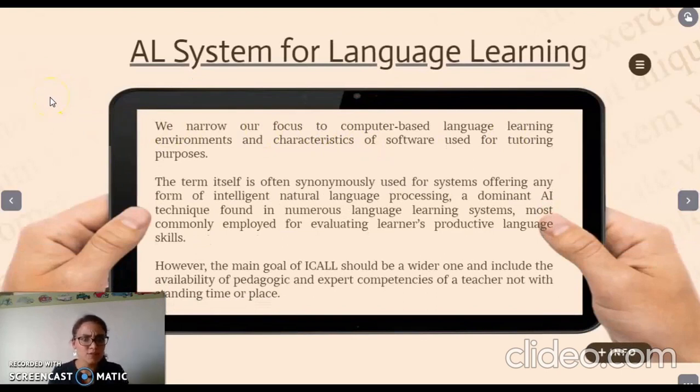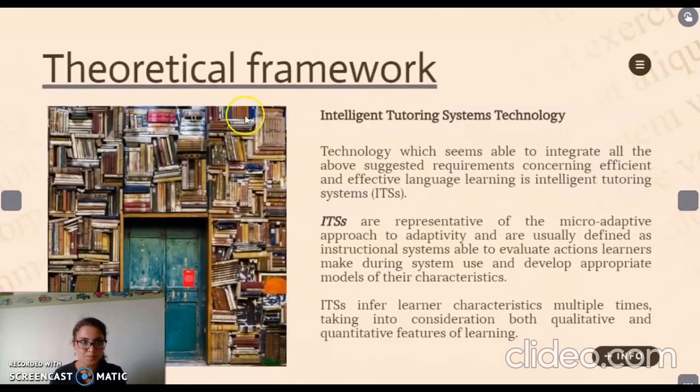And I have to speak about CALL. It means computer-assisted language learning. I will just say this term is often used for systems offering any form of intelligent natural language processing, and we will speak about it after.